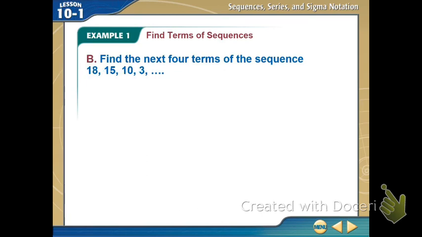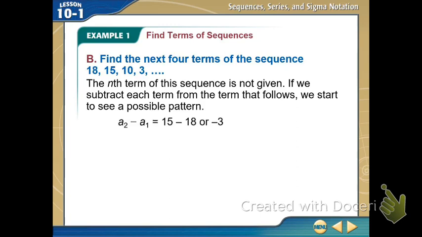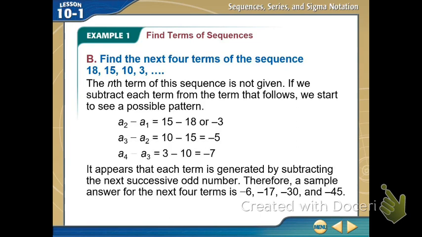Let's look at another example. Okay, I'm looking for a pattern. What's the pattern here? Well, I notice that I'm subtracting odd numbers, each the next biggest odd number. So if I keep this pattern up, I should find that the next 4 terms are -6, -17, -30, and -45. Each time I subtracted an odd number that was a little bit bigger than the last odd number.